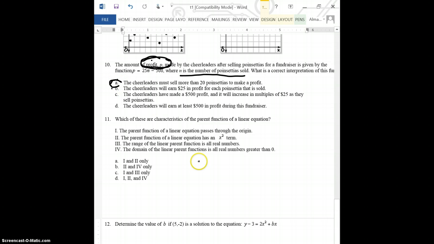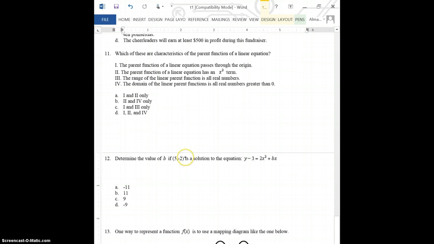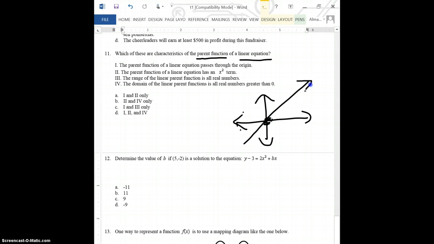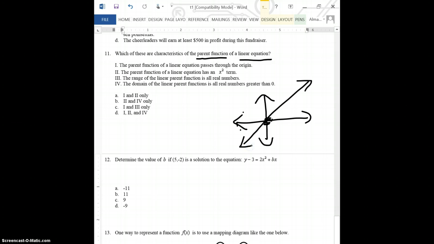Number 11. Which of these are characteristics of the parent function of a linear equation? So we're looking at the parent function of a linear equation. If you notice, linear has the word line in it. And because we're looking at the parent function, which originates all other functions, we're looking at a line that goes through the origin. And it looks like this. So does the parent function of a linear equation pass through the origin? Yes, it does, because it originates all of the functions. It has to pass. So 1 is correct.